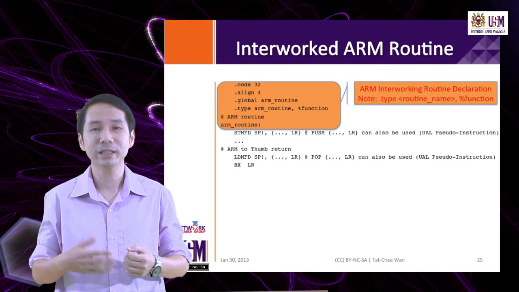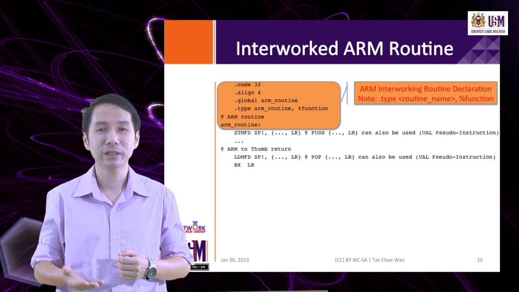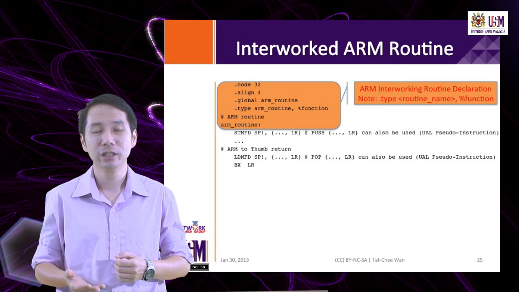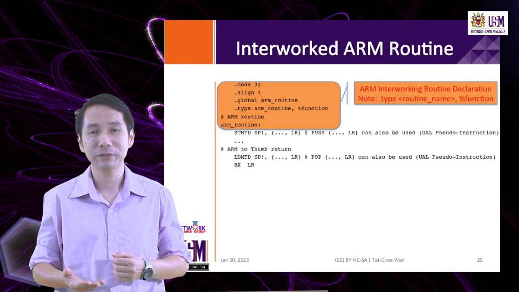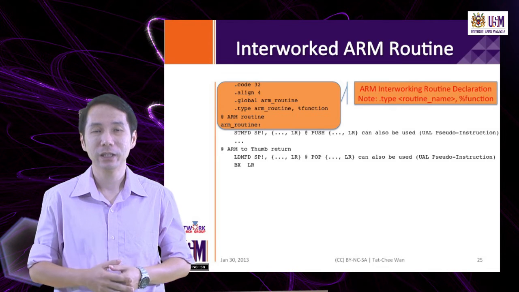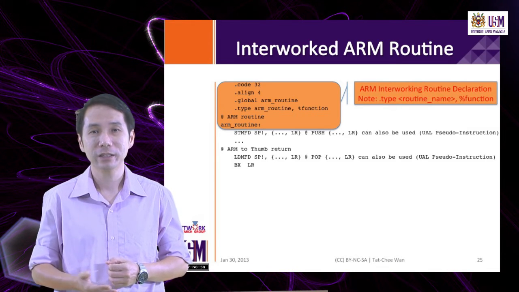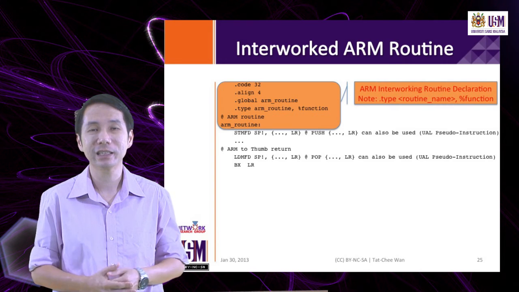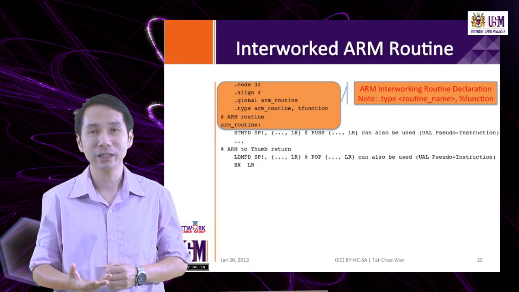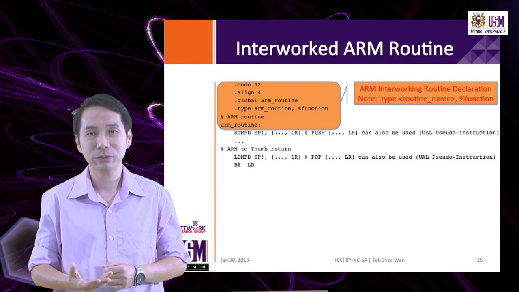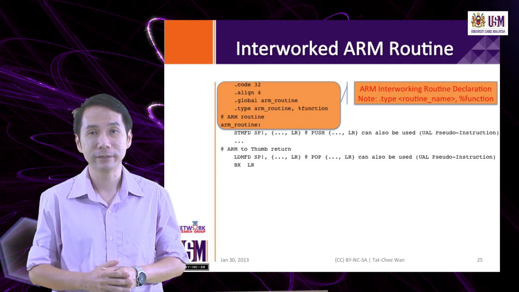Now we shall look at the interwork ARM routine. First, the declaration of this routine. We note that we will have to declare the ARM routine with a .type directive to indicate that this routine is a function. Now this is important because otherwise the linker does not know that this is something that needs to be dealt with as a routine.